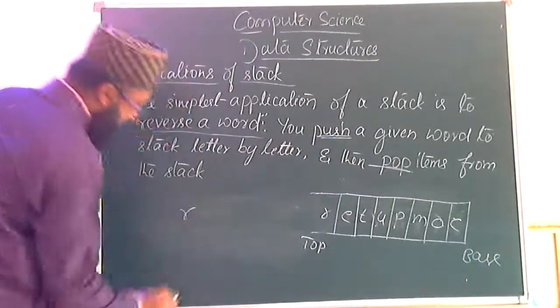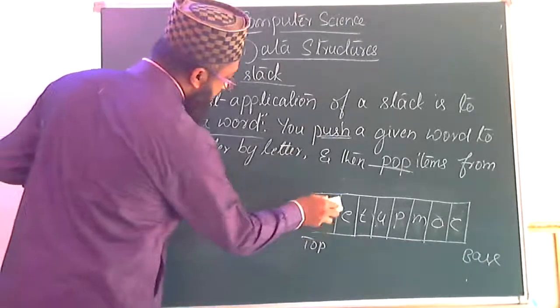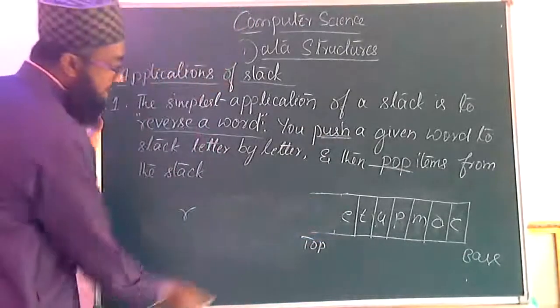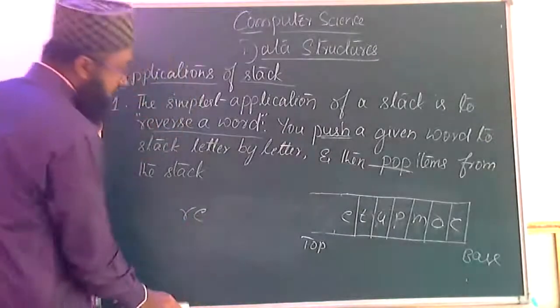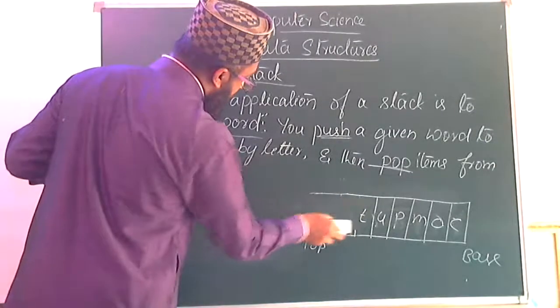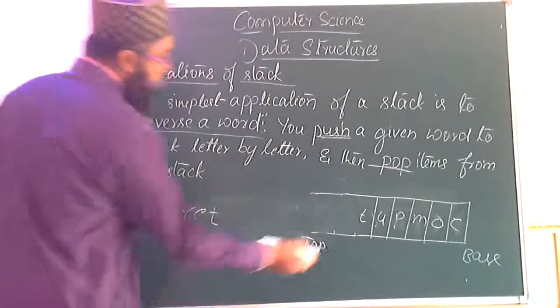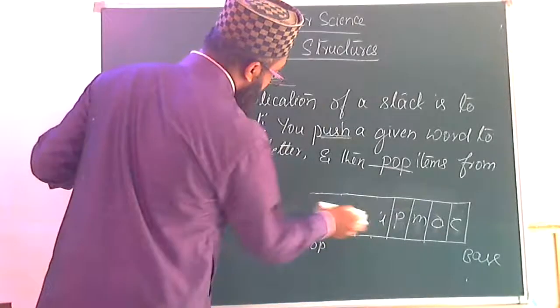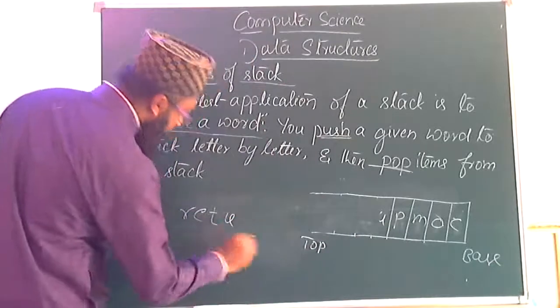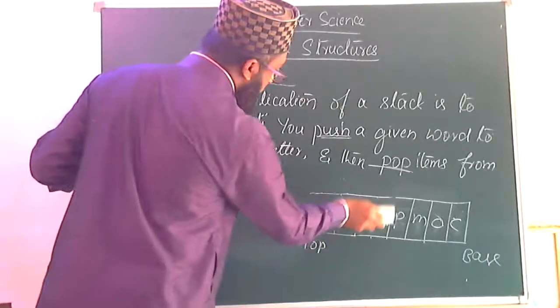See, R. Okay, R is removed. Then remove E. E has been removed. Then after that, remove T. Then T is also removed. Then after that, remove U. Okay, U is also removed.